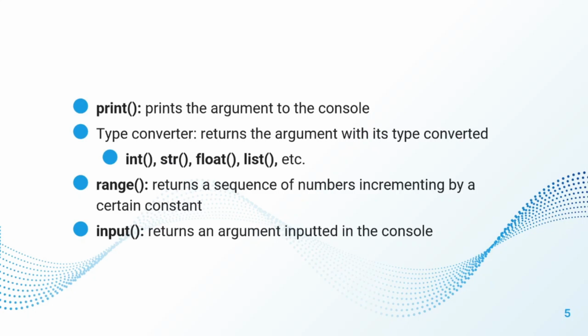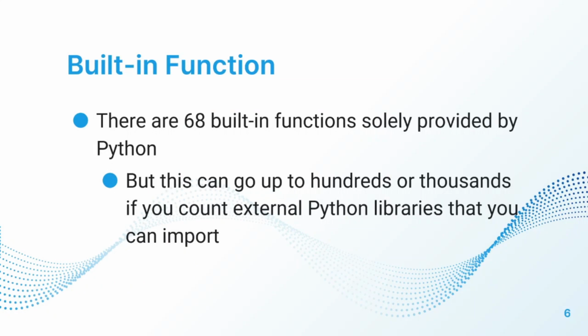And there are several type converters, such as int, str, float, and list. The range function returns a sequence of numbers. You might remember this from the for loop lecture. And the input function returns an argument inputted to the console. In Python, there are 68 built-in functions like these. There might be hundreds or thousands if you count external Python libraries that you can import. You might remember a module called math, which imports many built-in math functions.